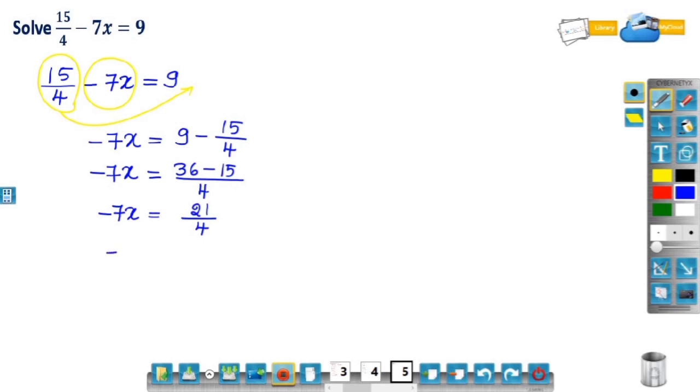Now we have to transpose minus 7 to the RHS. See, minus 7 into x it is, so that becomes divided by minus 7. So x is equal to 21 by 4 divided by minus 7.